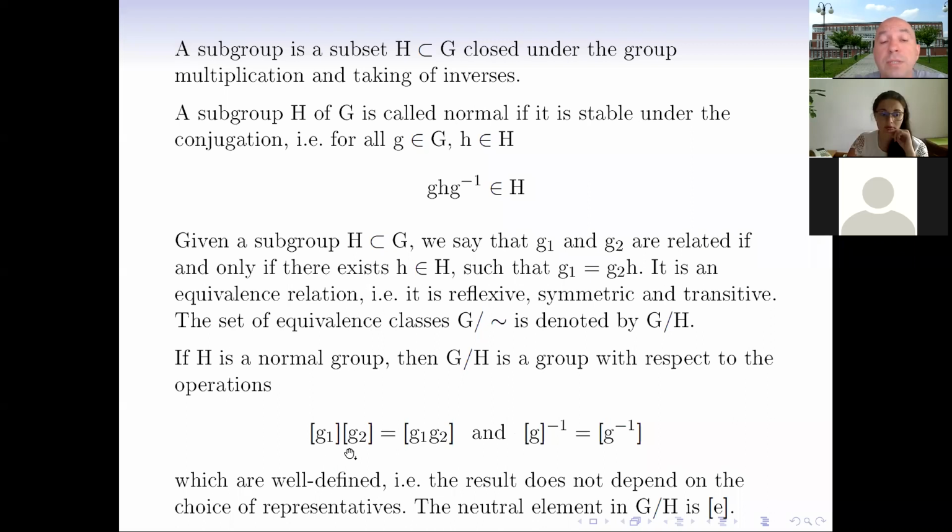And the result does not depend on the choice of representatives, because we can take different G1 and G2 in the same classes. They differ by multiplication by some element of H. But if H is normal, the result will be the same. This is the normality property of H. And the neutral element in G over H is the class of the neutral element in G.